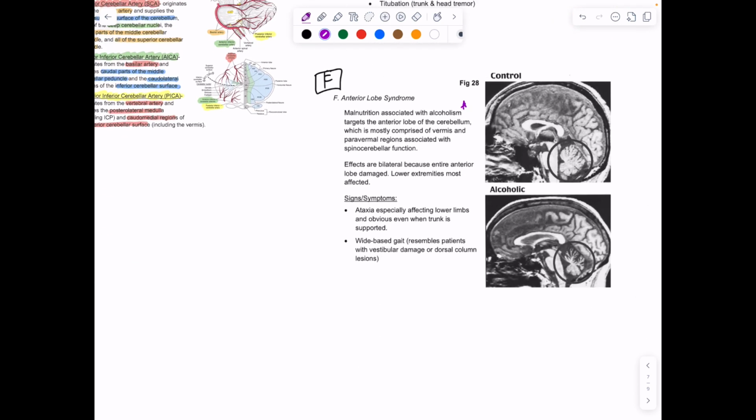Okay, anterior lobe syndrome, malnutrition associated with alcoholism affects the anterior lobe of the cerebellum. We can see that, and basically, it's going to cause a bilateral effect of the spinocerebellar function, which we know is unconscious proprioception. So you're going to have issues with walking, so ataxia, and then a wide-based gait.